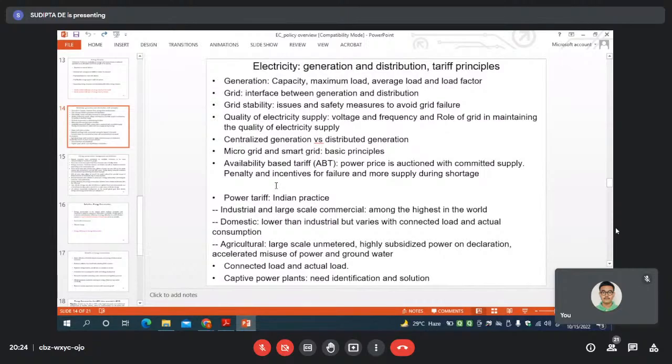Full stop. Indian power tariff widely varies depending on the type of sector of power supply.